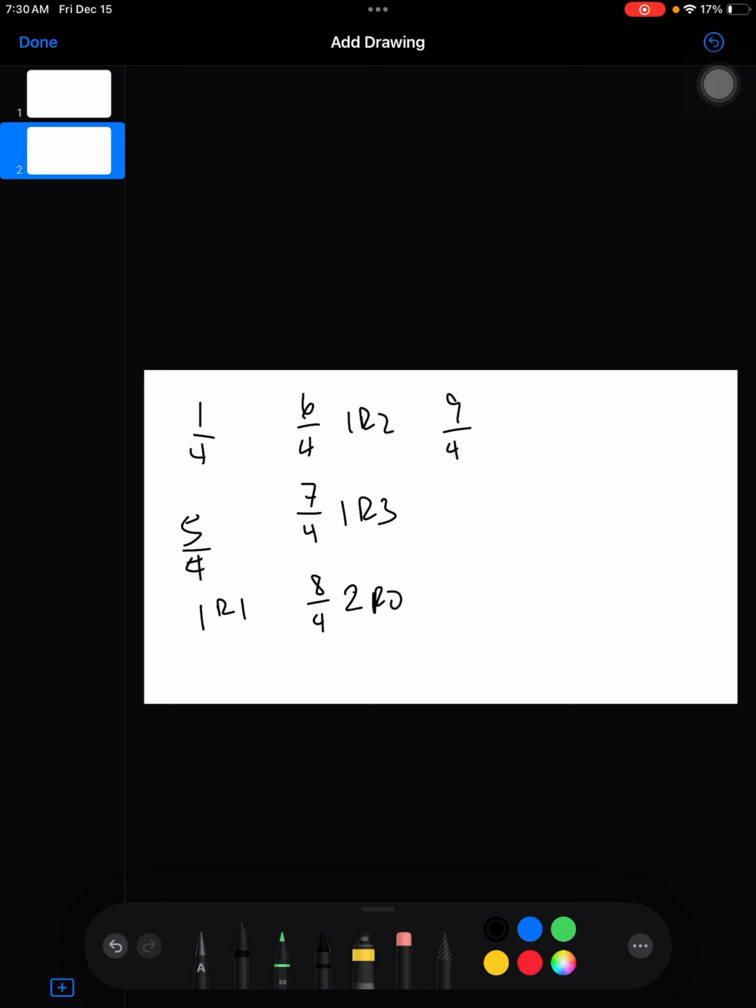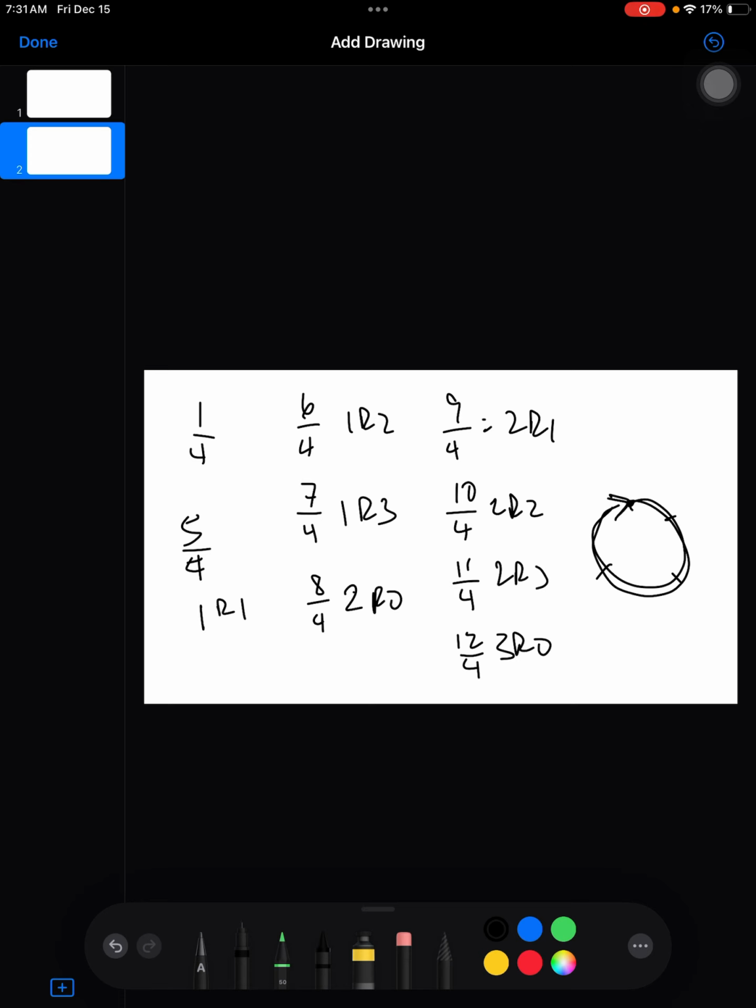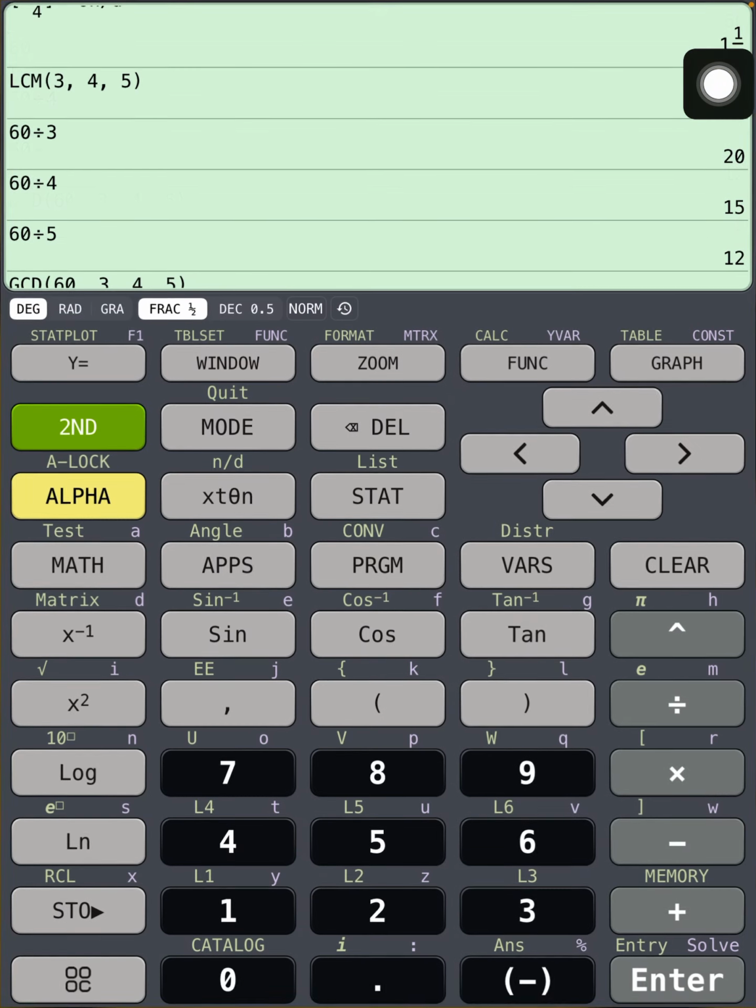9 divided by 4 is equal to 2R1. And then 10 divided by 4 is 2R2. 11 divided by 4 is 2R3. 12 divided by 4 is 3R0. And so we've got this cycle going for all multiples of any number, or anytime we divide a whole number by another whole number. We're going to get remainders 1, 2, 3, and then 0. So it goes around to each of those remainders and then comes back to that starting point. That's a modulo. If you want to think about a clock, that's kind of where we are.